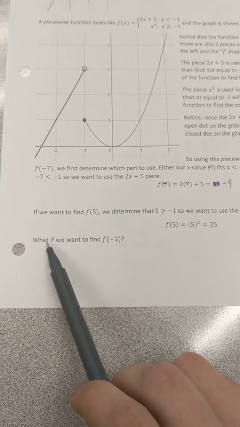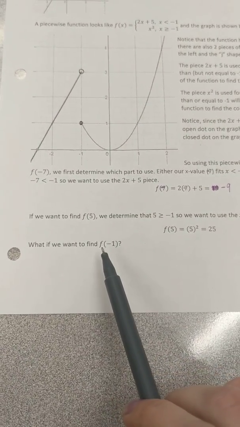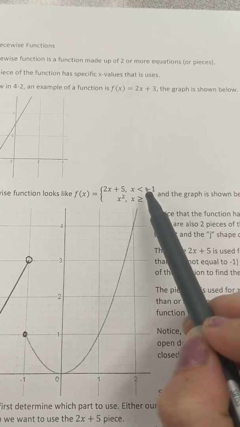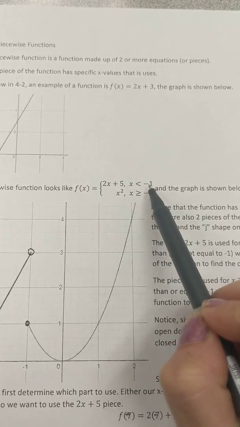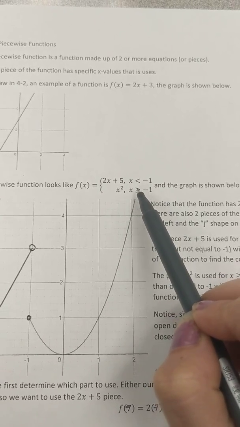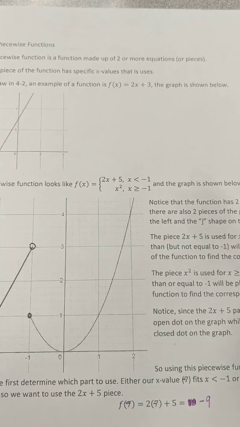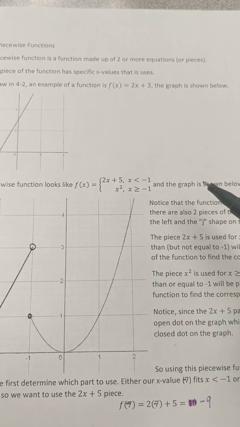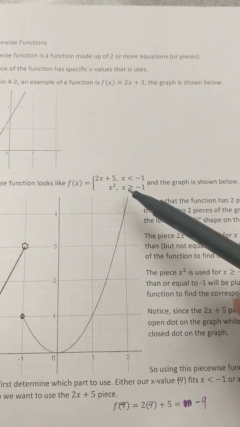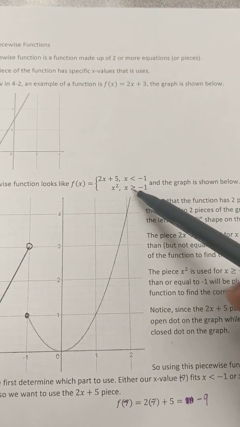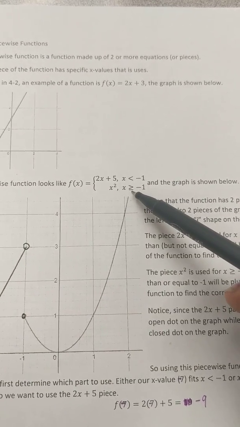So this last question here asks you, well, what if we want to find exactly f of negative 1? Which piece does that fit into? So which piece does negative 1 fit into? Is negative 1 less than negative 1? Or is negative 1 greater than or equal to negative 1? Which one of these two pieces does it fit into? It fits into this bottom piece, since this is greater than or equal to.